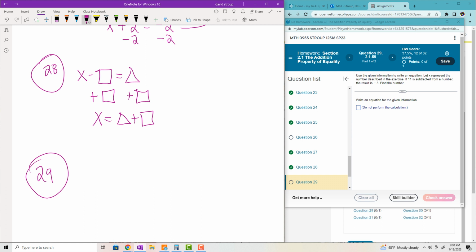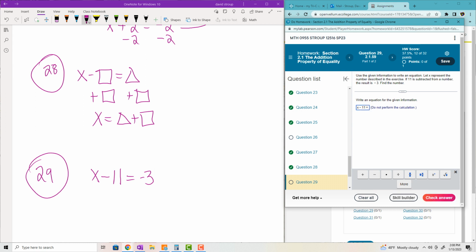So if 11 is subtracted from a number, the result is -3. So a number, that part says a number there. Let's see if I can highlight it. Hopefully you can see that. A number, that's the x part. And we're saying we're subtracting 11 from that number. So you're not going to write 11 minus x. You take x and you subtract away the 11. And then the result is -3. So that phrase means equal, right? The result is, so x minus 11 equals -3. And then that's going to be your x minus 11 equals -3.